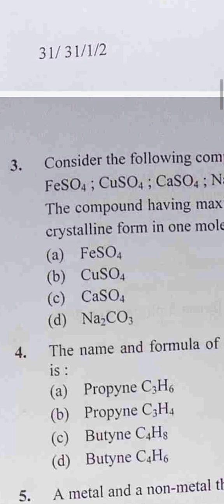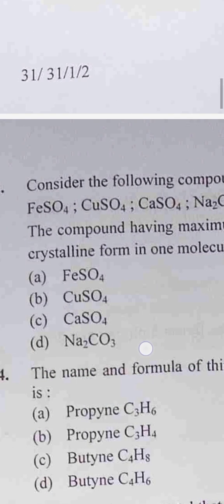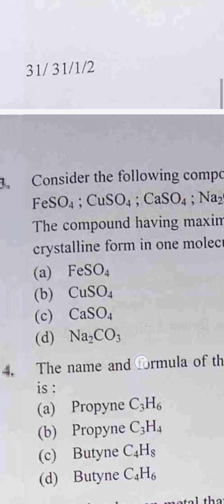In this question there are some chemical substances given and we have to find the compound having the maximum number of water of crystallization in its crystalline form in one molecule. The correct option is Na2CO3, sodium carbonate, because it has 10 molecules of water as water of crystallization, whereas FeSO4 has 7 molecules of water, CuSO4 has 5 molecules, and CaSO4 has 2 molecules or half molecules also. In plaster of Paris it is half, otherwise in gypsum it is 2.